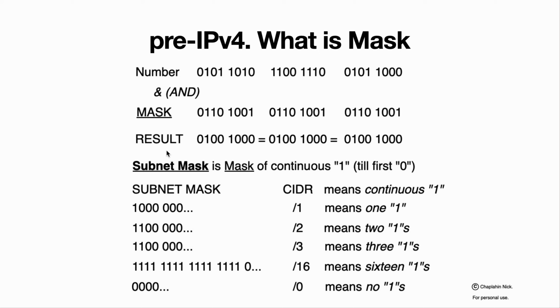A subnet mask is pretty similar to a regular mask with one additional condition. It starts with 1 and contains continuous ones. You have already met this description of the mask used as CIDR: slash and a number. This number specifies how many continuous ones in binary representation we have in the subnet mask. So /1 means one 1, /2 means two ones, /16 means sixteen ones, /0 means no ones.